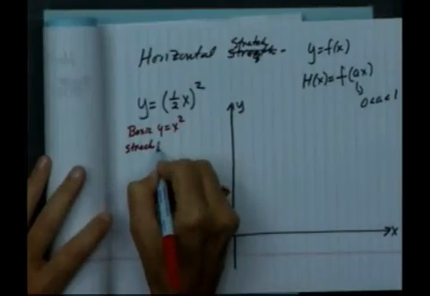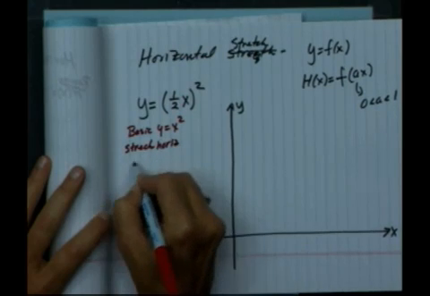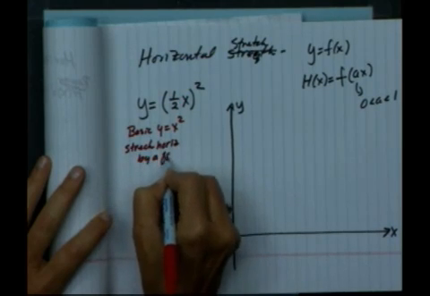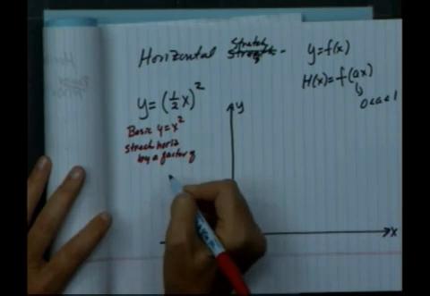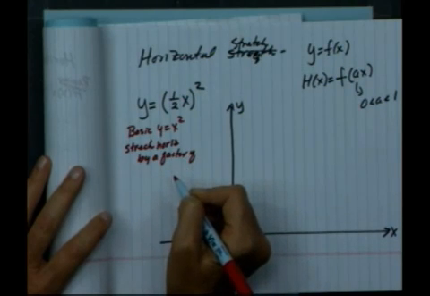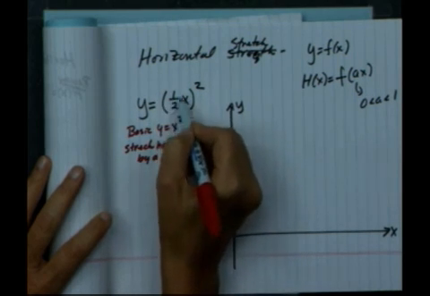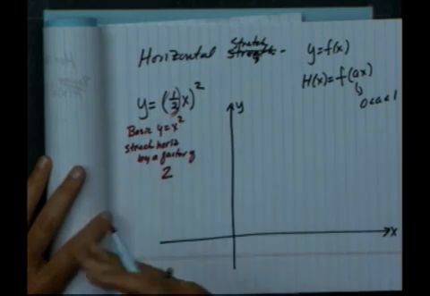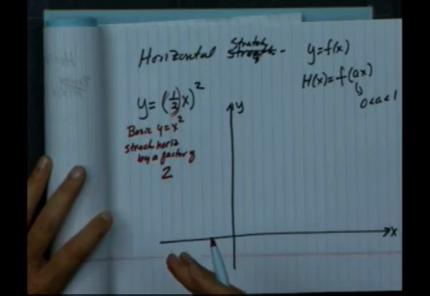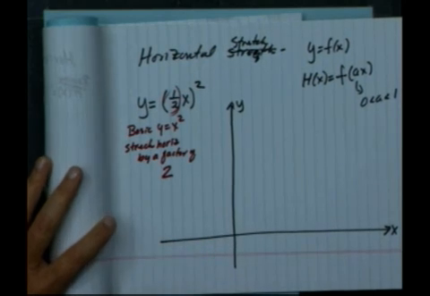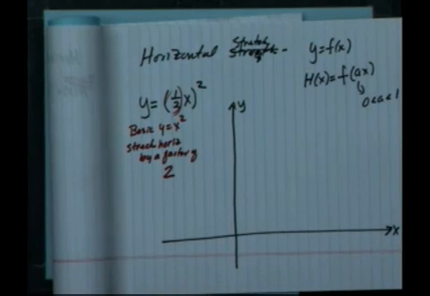We're going to stretch, and this will be horizontally, by a factor of what? 2. That's the weird part. It's always the reciprocal. The factor is the reciprocal of what's right there. But I'm going to plug the points in and show you that that's true.